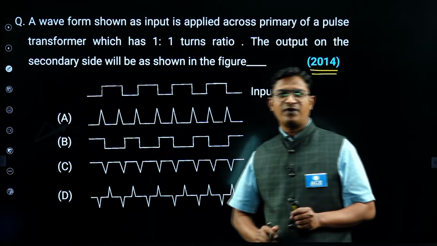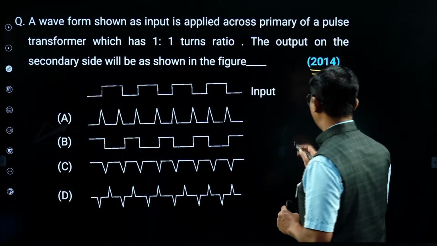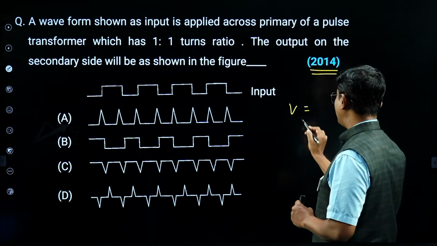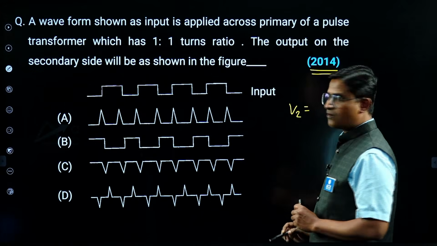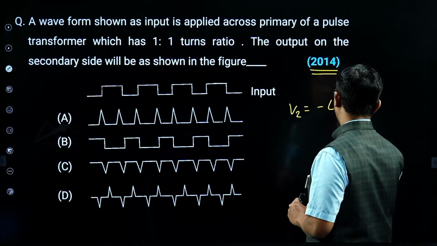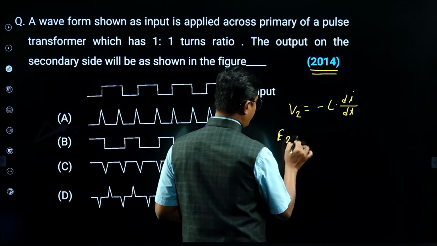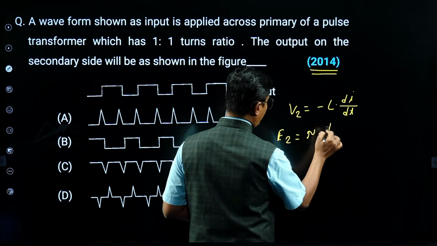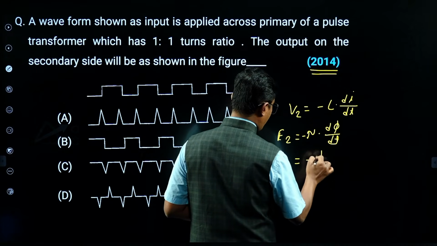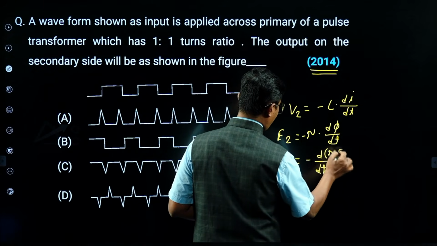Now we know a transformer is equivalent to an inductor, right? And in case of a transformer, the secondary side voltage, let me write it as V2, is equal to minus L into di by dt. In another way, you can write it as E2 equal to negative N into d phi by dt, or it is minus of d by dt of flux linkage. N phi is the flux linkage.